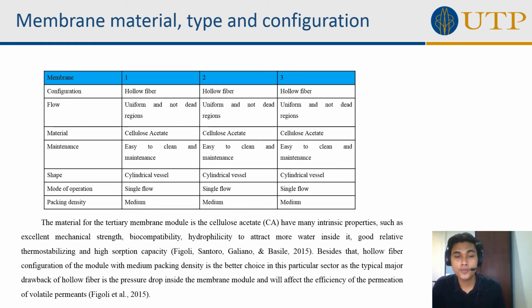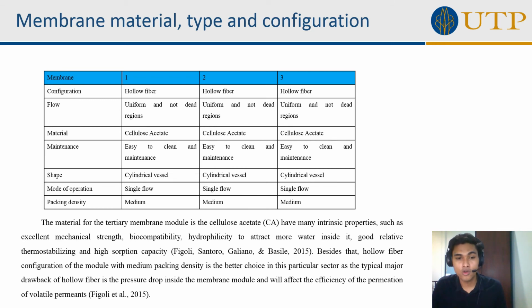Our shape for the membrane module is a cylindrical vessel, the mode of operation is single flow, while the packing density inside our hollow fiber is medium. Cellulose acetate, the material for the tertiary membrane module, has many intrinsic properties such as excellent mechanical strength, biocompatibility, hydrophilicity to attract more water, good thermal stability, and high sorption capacity. This is from our journal, Figoli 2015.